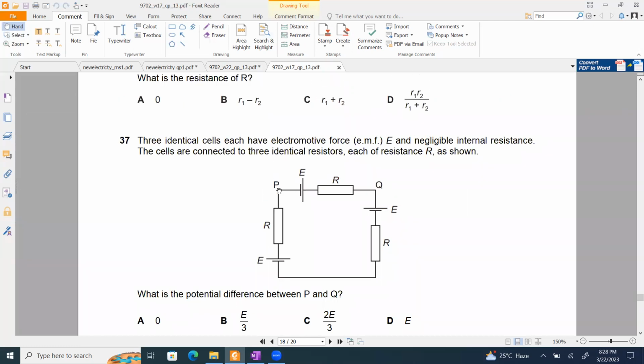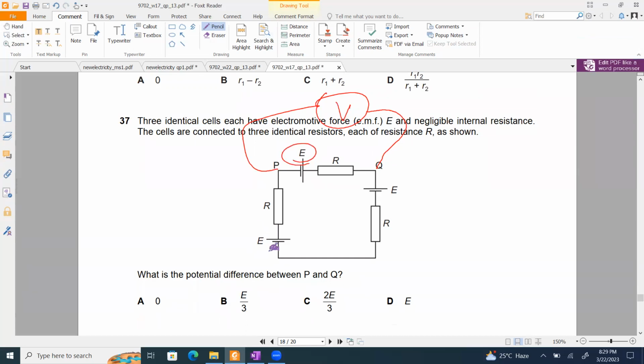Exactly the same kind of question. They repeated, but in a different way. Now they ask you the potential difference across PQ here. And we know three sources of EMF are there in this closed loop. I take this one positive. You will tell me whether this is positive or negative. Positive. And this one will be taken positive or negative? Negative. So the total EMF in this closed loop is E plus E minus E.